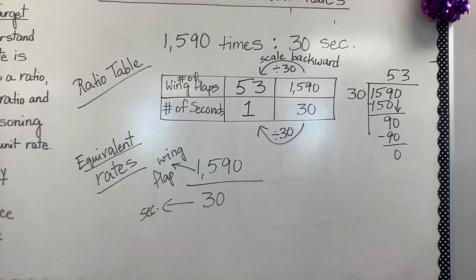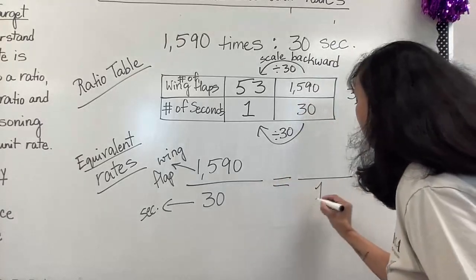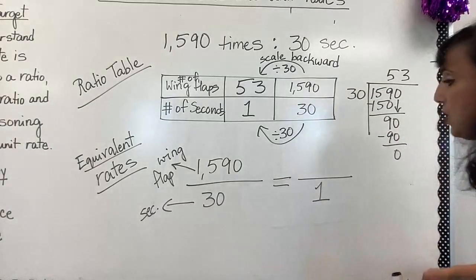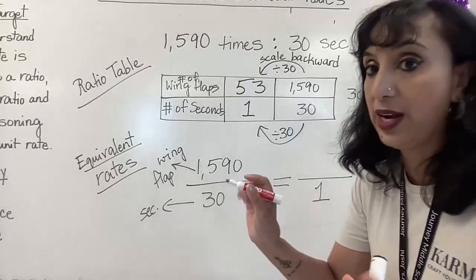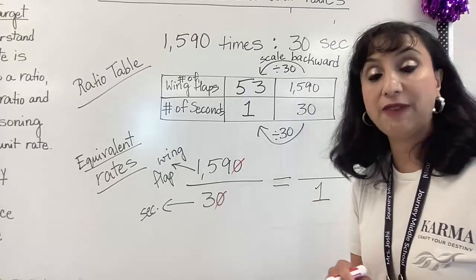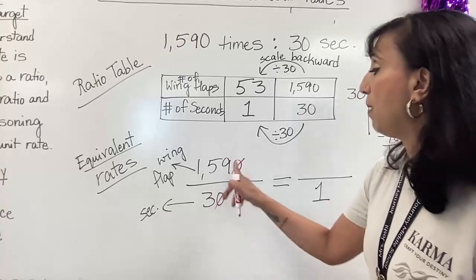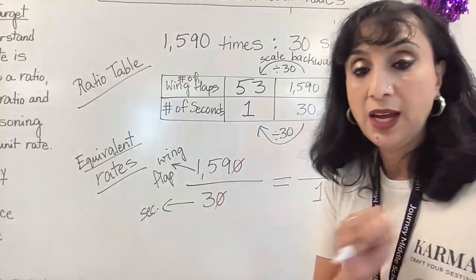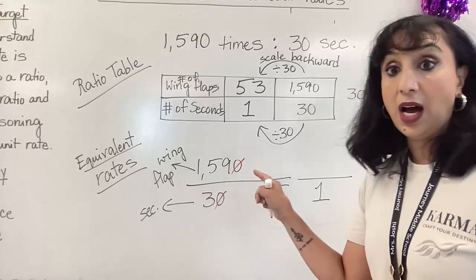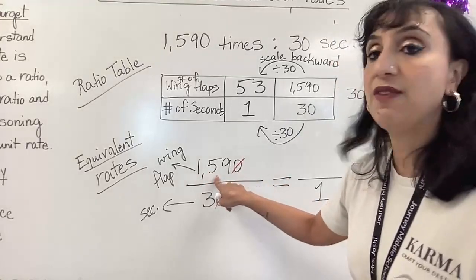Then all I can do is simplify, because in a unit rate, what should my denominator be? The denominator should always be 1, because it's 1 of that quantity. So I can just simplify straight up. This means I'm dividing by 10. And for 3, I know my divisibility rules: if I add up the digits, 1 plus 5 plus 9, it should be divisible by 3. 9 plus 1 is 10, plus 5 is 15.